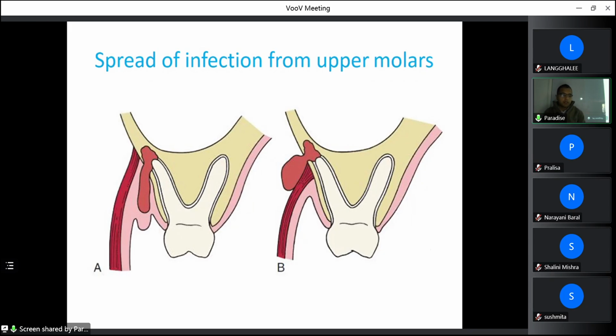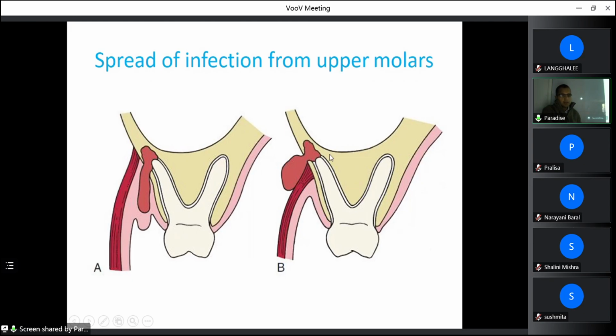Now, the muscle shown here is the buccinator muscle. Only the buccinator muscle is attached at the alveolar process. If the cortical perforation occurs below the attachment of the buccinator muscle, it will lead to formation of a vestibular abscess. If the cortical perforation takes place above the attachment of the buccinator muscle, it will lead to buccal space infection.